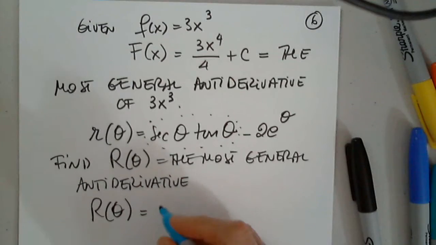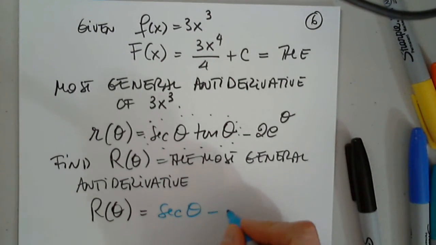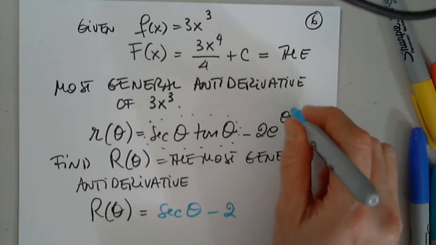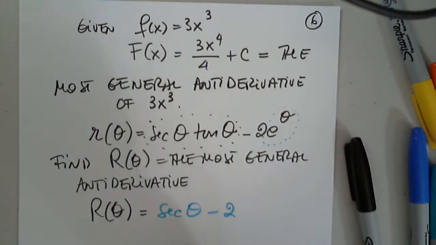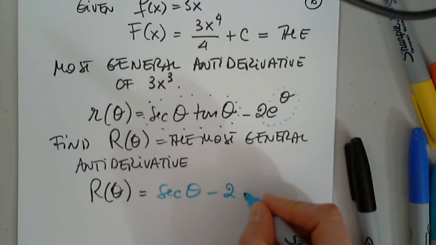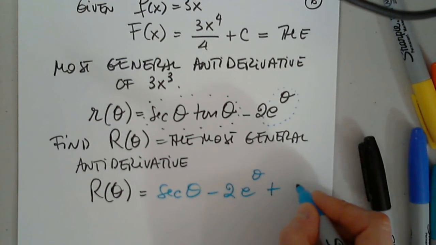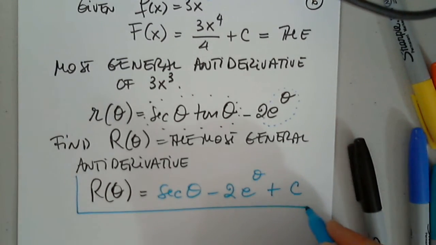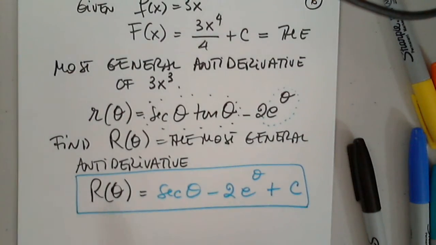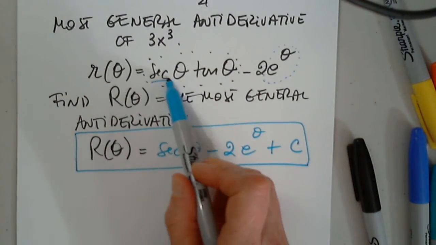Excellent, thank you, Derek. Minus 2, which function prime gives us this? The nicest function of all. The nicest function. E raised to theta plus a constant c. Awesome. This is the most general antiderivative of this function.